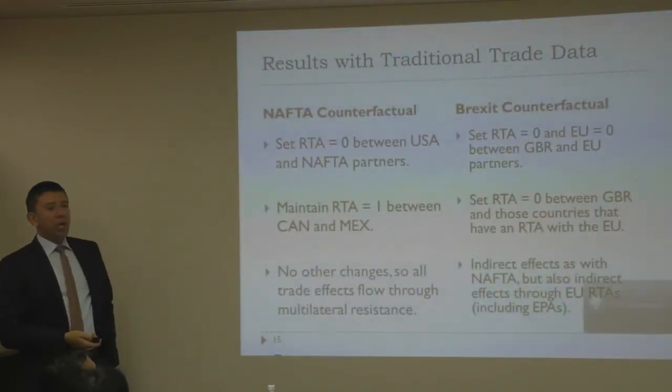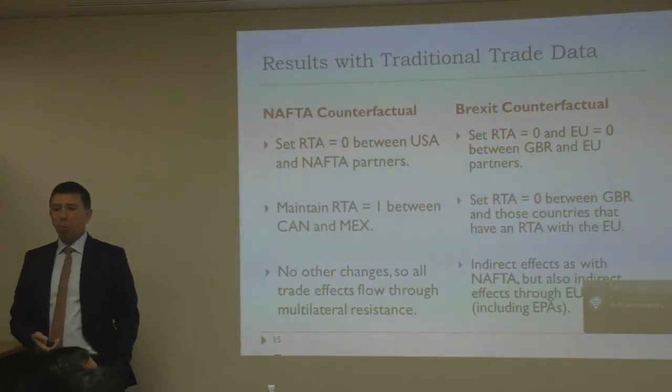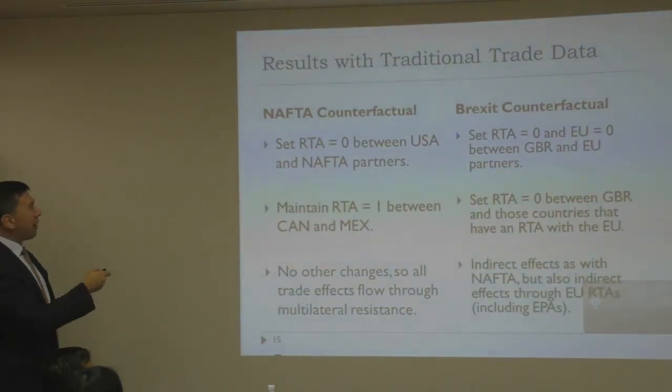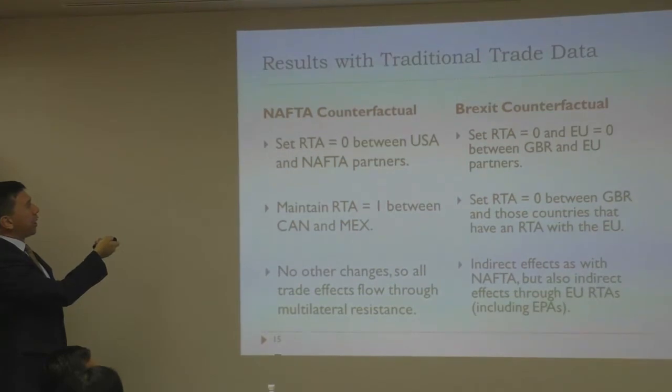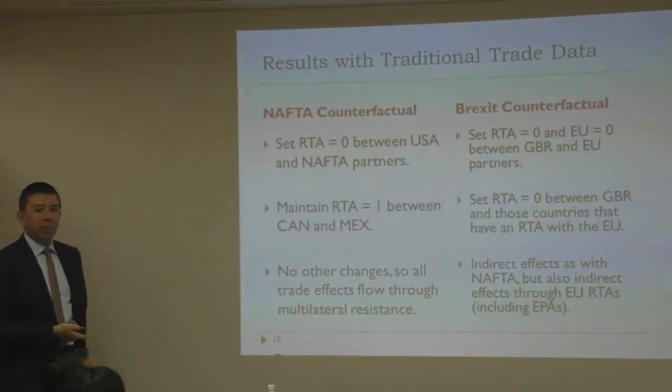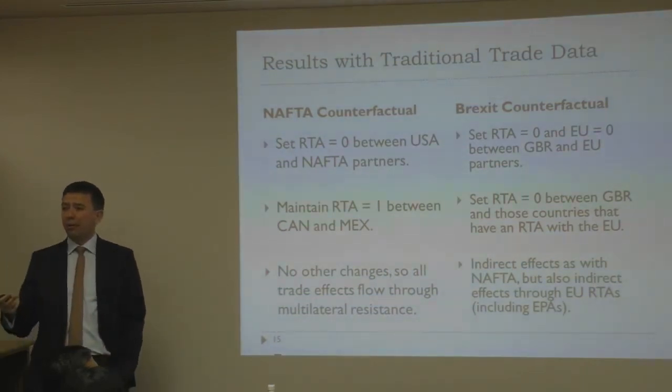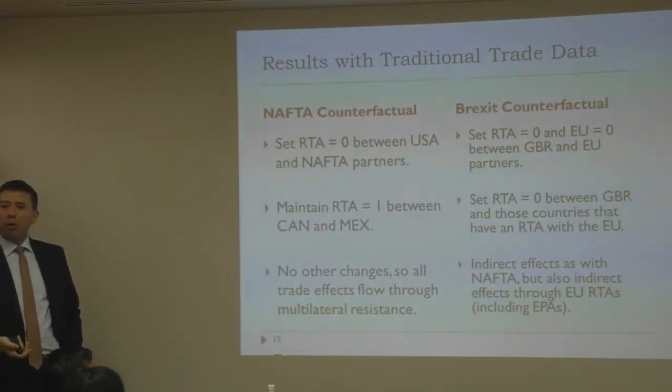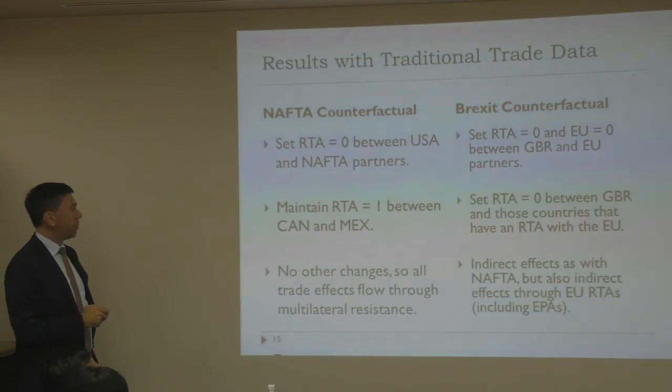So then we can run the two counterfactuals. Okay, one for NAFTA, one for Brexit. The NAFTA one is the easy one. All we're doing is setting RTA equal to 0 between the US and its NAFTA partners, Canada and Mexico. That's all we have to do. Then we just resolve the model and we get our counterfactual impacts.